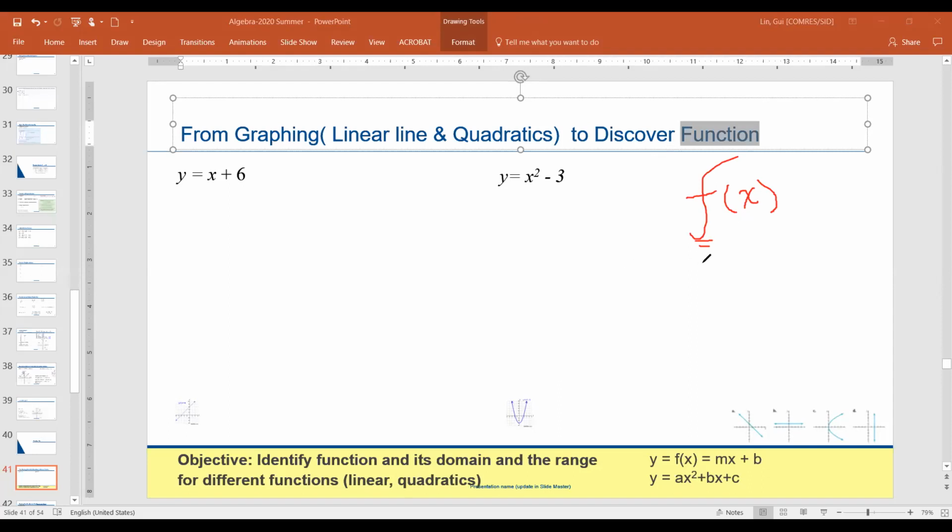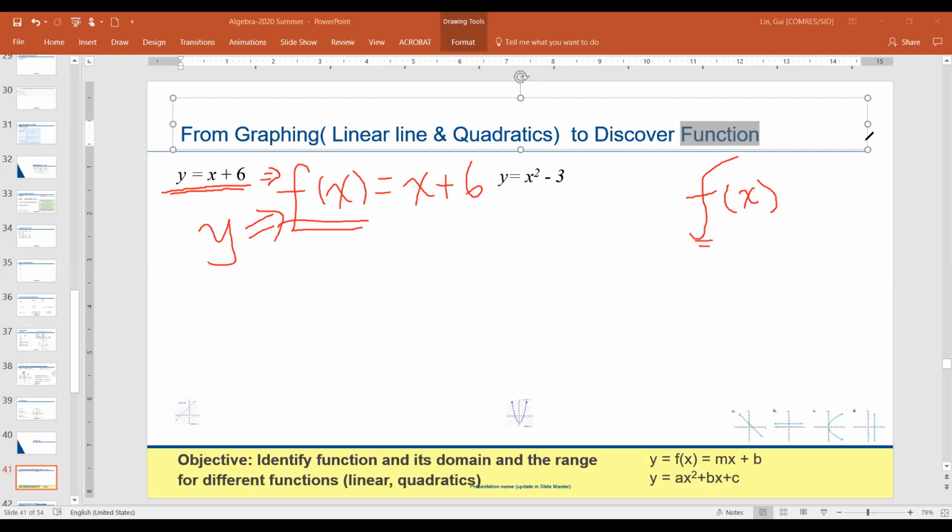Actually, you don't need to make it so confusing. Like this one, when we do the linear line, we say y equals x plus 6. We can also describe this as f(x) equals x plus 6. The same description. We just change the y into f. So that's no big difference from this part, right? Because we replace y with this.